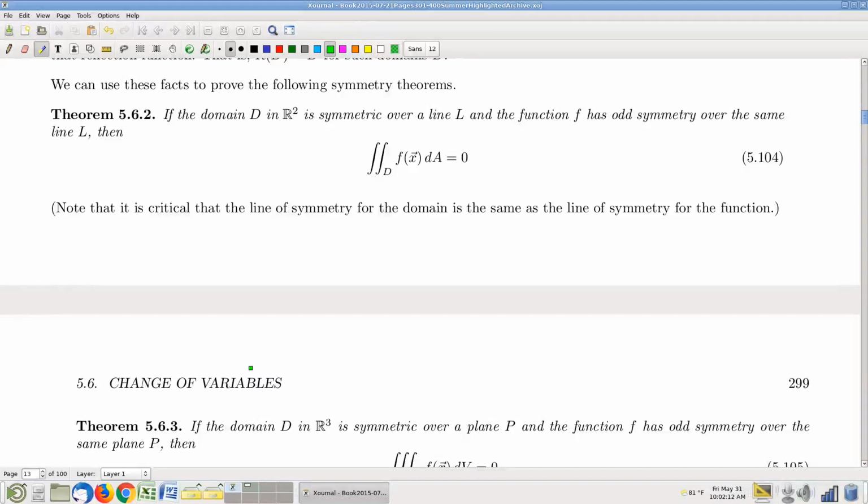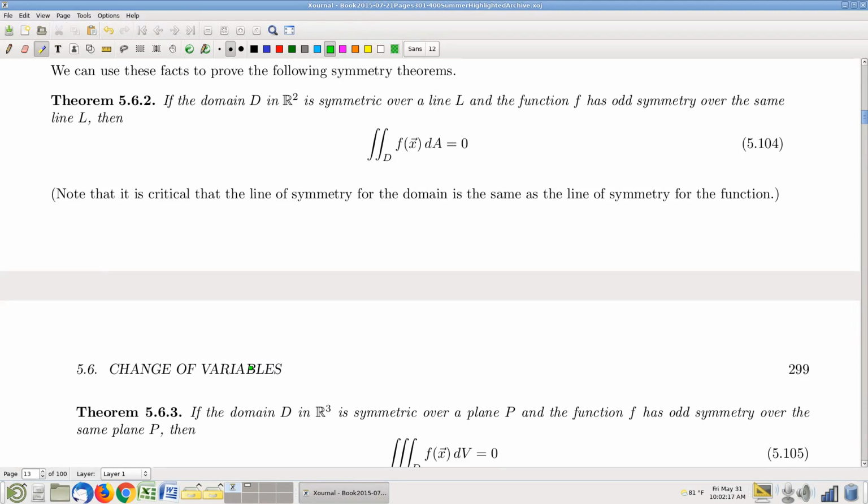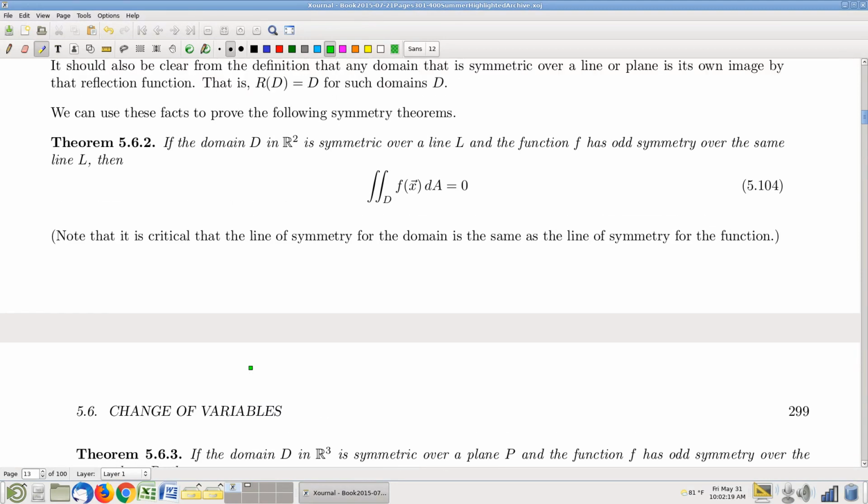Okay, so here's where we were last time. We were talking about these symmetry theorems. Well, specifically, we were talking about this symmetry theorem here. So a quick reminder of what it says. If you were looking at an integral that you need to evaluate for whatever reason, a couple of things to check. If the domain is symmetric, this domain here, that is symmetric over a certain line.